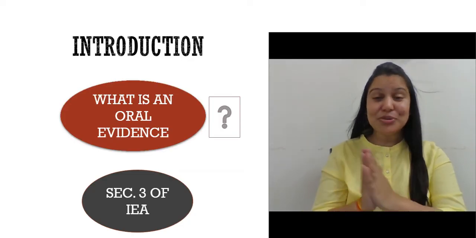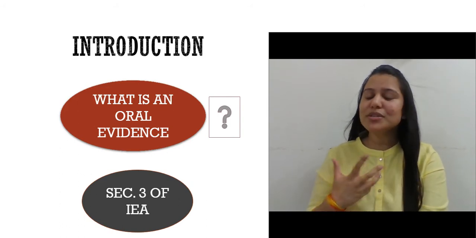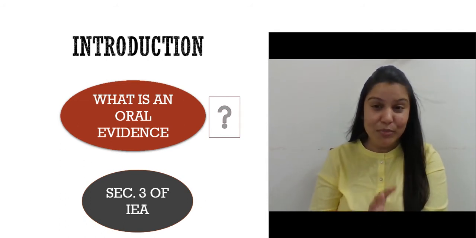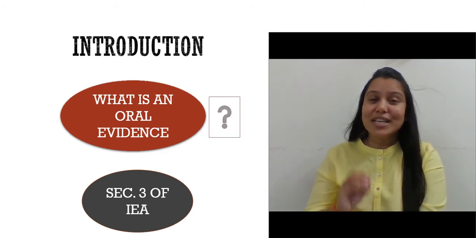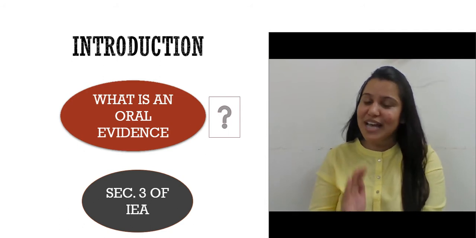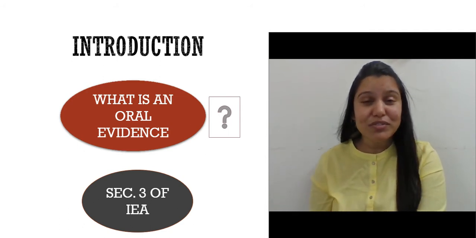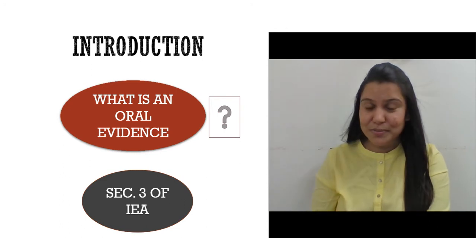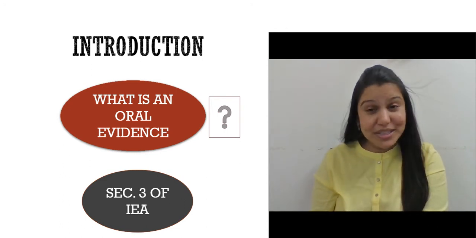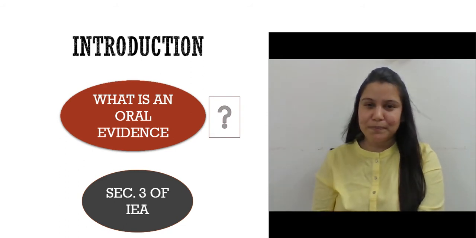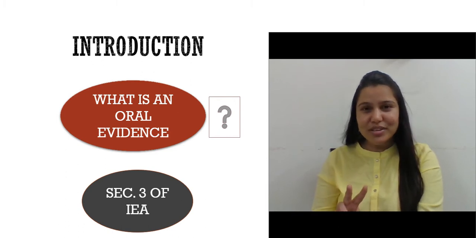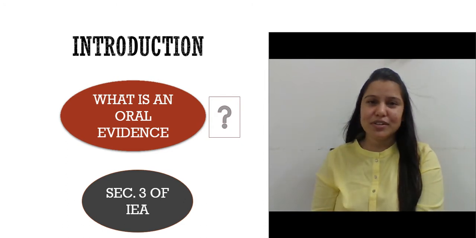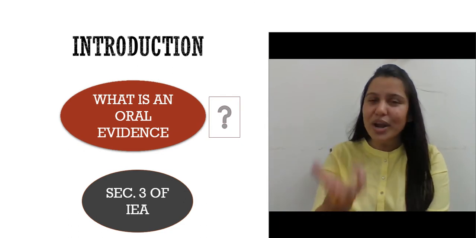Now let's see the introduction part. What is oral evidence? When it comes to getting the terms, we need to have a reference somewhere. It is mentioned under section 3 of the Indian Evidence Act itself. Section 3 says that it is any evidence which the court requires or permits to be given by a witness relating to any fact and issue. By this you could understand two things: whether the court permits it to be given through a witness, or the court requires by itself that oral evidence to be made.